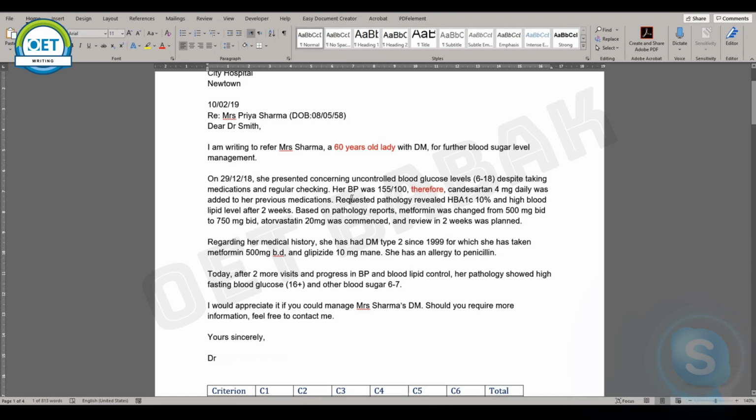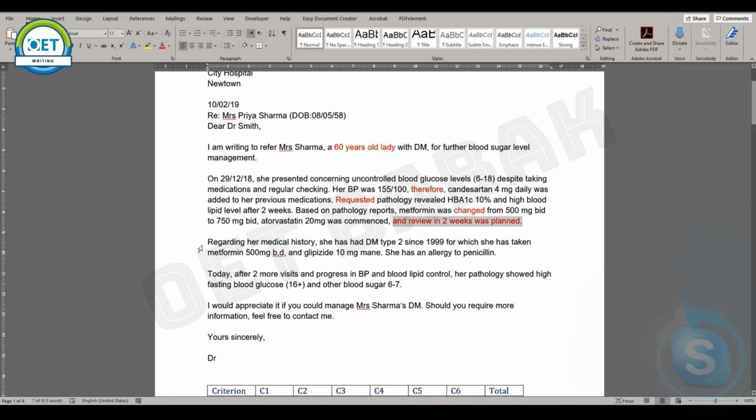Requested pathology, we don't need requested, revealed this one. So even we don't need to say pathology revealed, we say her HbA1c was 10% and blood pressure and, based on pathology reports, metformin was increased from 500 to 250. Atorvastatin was commenced. Review in 2 weeks was planned. I don't actually need that.